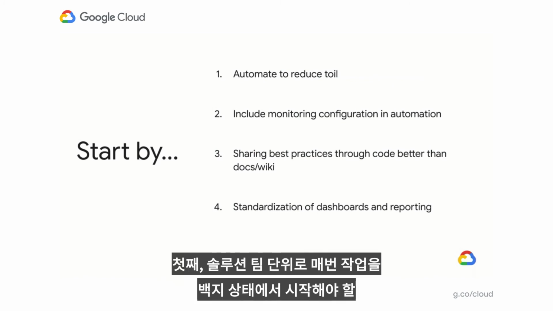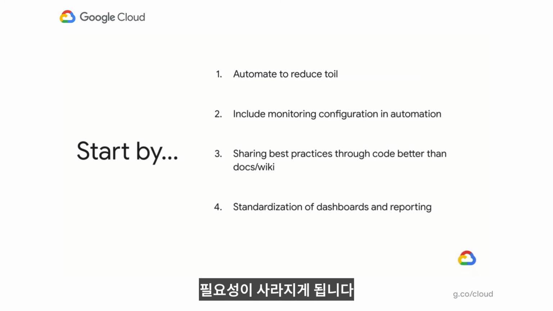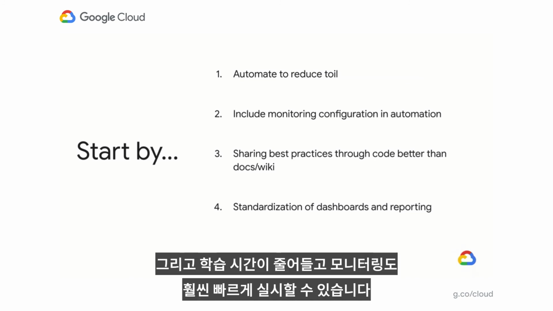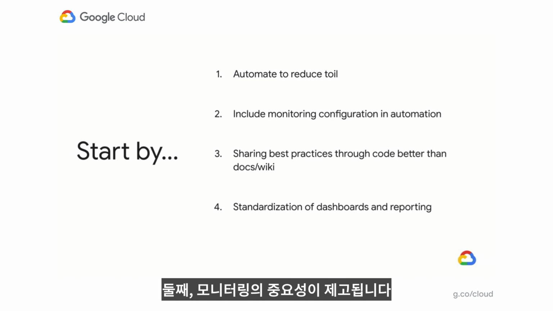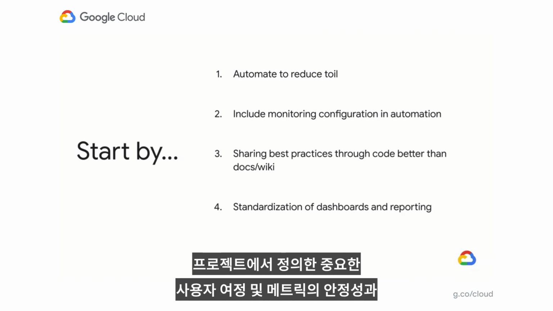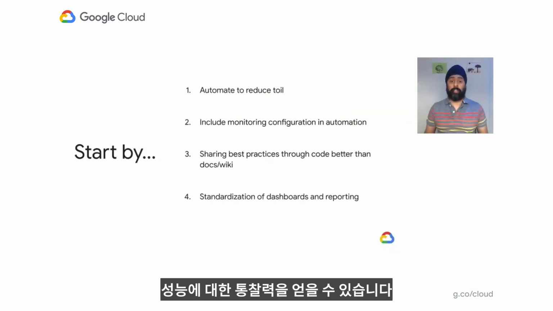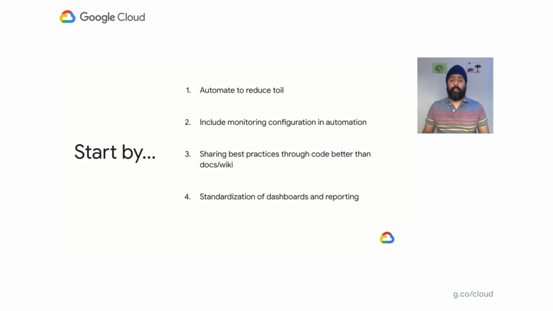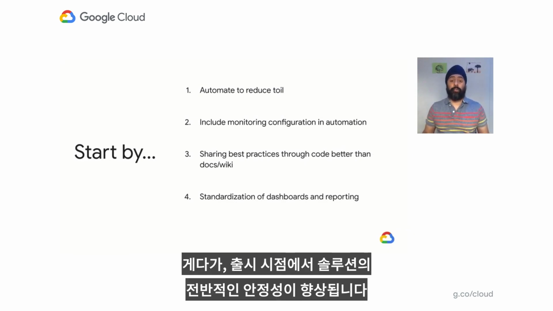Number one, new solution teams are no longer reinventing the wheel. The learning curve is less steep and the time spent implementing monitoring is significantly reduced. Number two, monitoring is no longer an afterthought. The automated deployment allows the solution teams to implement monitoring early in their product lifecycle, enabling them to have insights into the reliability and performance of the critical user journeys and metrics that they've defined in their projects. This will also improve the solution's overall reliability at the time of launch.